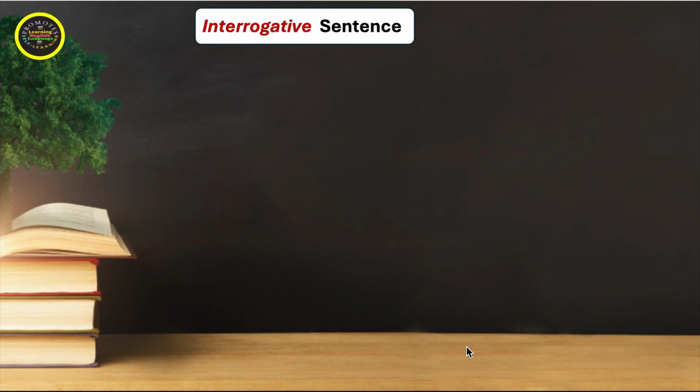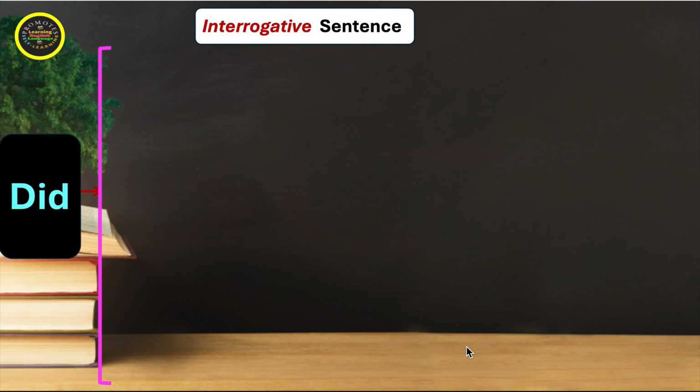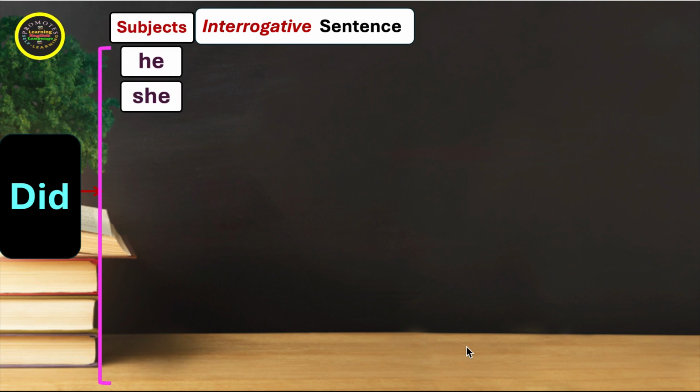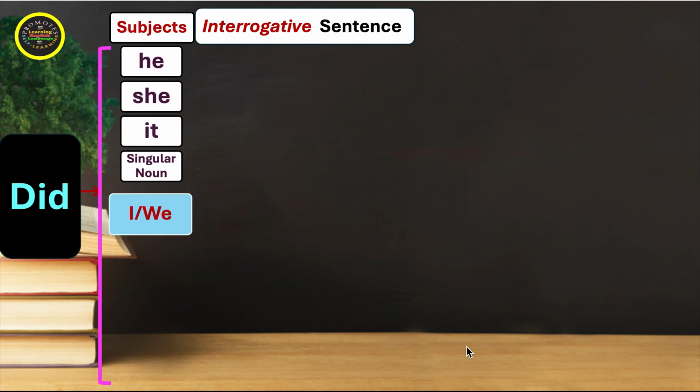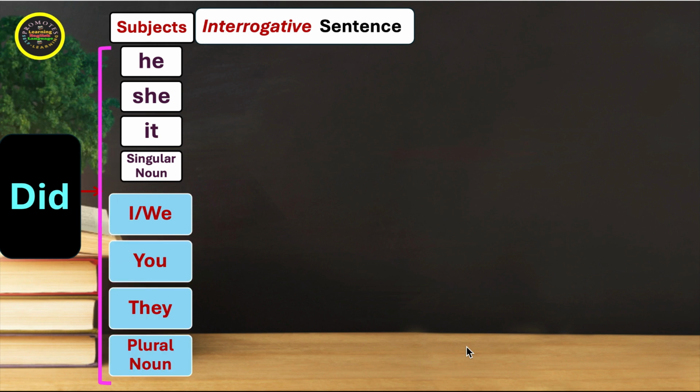We continue our discussion. And now we have the interrogative form of past simple tense. In the question form, first we use did before the subjects like he, she, it, singular noun, I or we, you, they, plural noun. So what we notice is that we use did before the subjects, and then we use the first form of the verb. And after that we have objects.